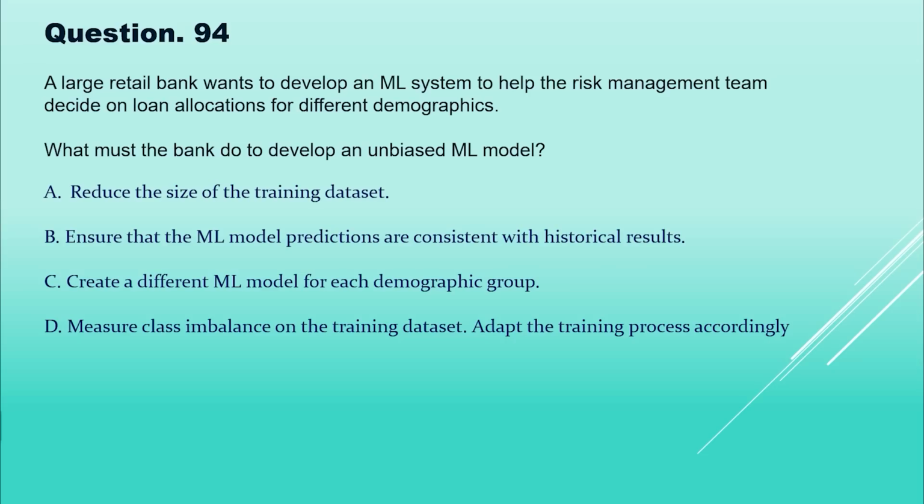And the correct answer here will be option D. Measure class imbalance on training dataset. Adapt the training process accordingly. Because when developing an unbiased machine learning model, it's crucial to address issues like class imbalance in the training data.